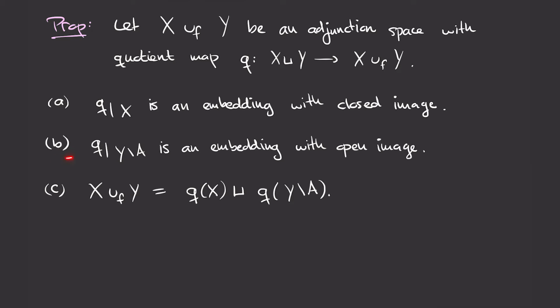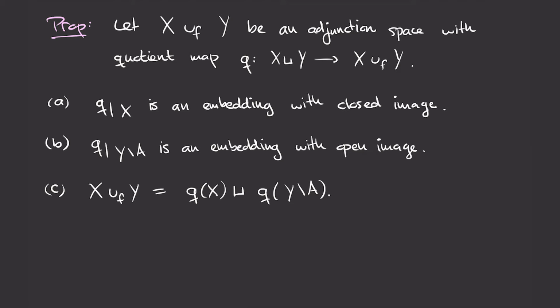The second point here is similar, just concerning the space Y. However, in this case, because we've identified a portion of Y with X, namely the subset A, we're only going to look at the set Y without the set A. So if we restrict Q to this Y without A, then this is again a topological embedding, and this time it has an open image inside the adjunction space. So this means that we can think of this set Y minus A as literally sitting inside this adjunction space, and it sits inside it as an open set.